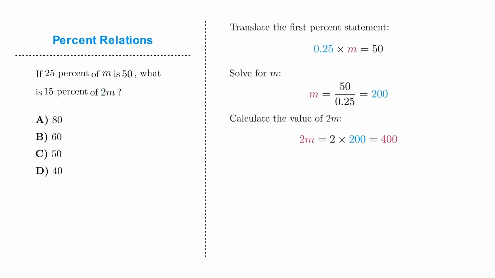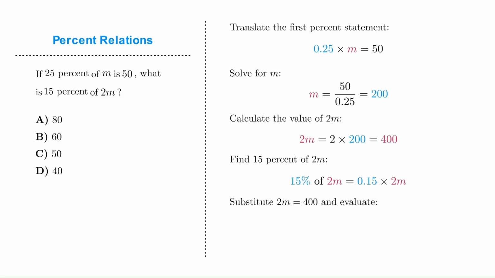Now we need to find 15% of 2m. We can write this expression as 15% of 2m equals 0.15 times 2m. To evaluate this, we substitute 2m equals 400 into our expression. 0.15 times 400 equals 60. This matches option B. The correct answer is 60.